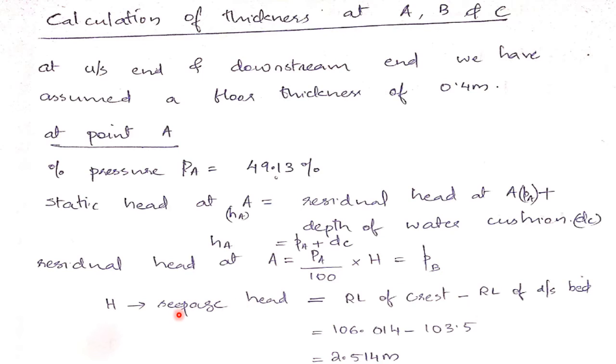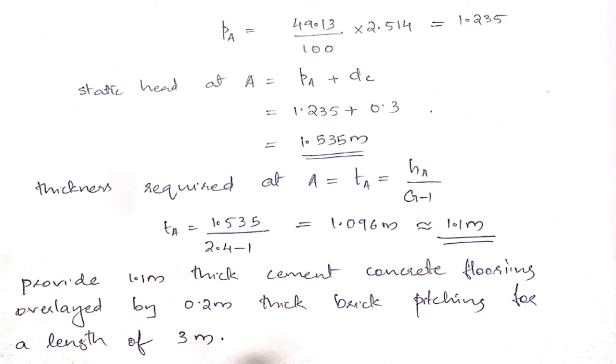Now capital H is the seepage head, that is equal to RL of the crest minus RL of downstream bed, that is 2.514. So 49.13% of this value remains at point A. That is, 49.13 by 100 into 2.514 is the residual head at A, which is denoted by small p. Now small pA is equal to 49.13 by 100 into 2.514, that is equal to 1.235.